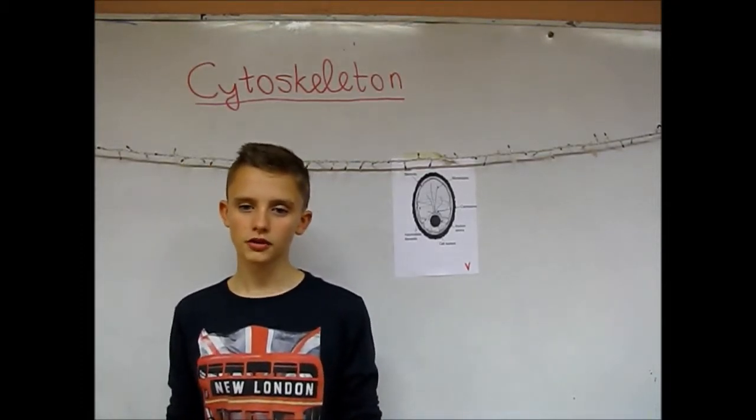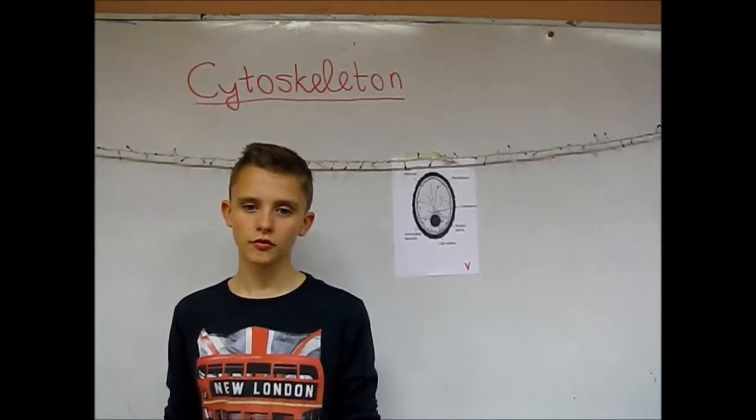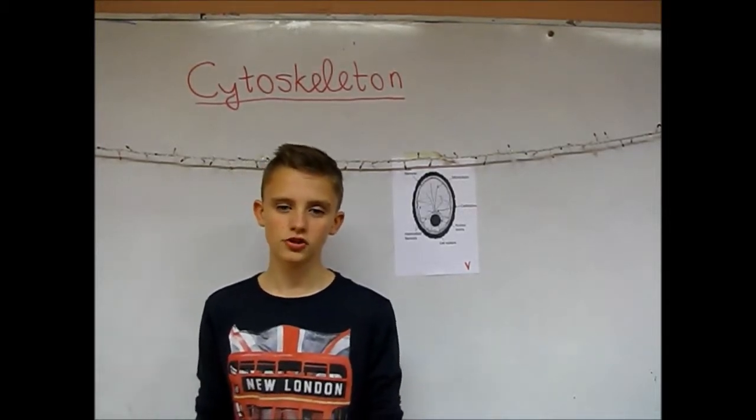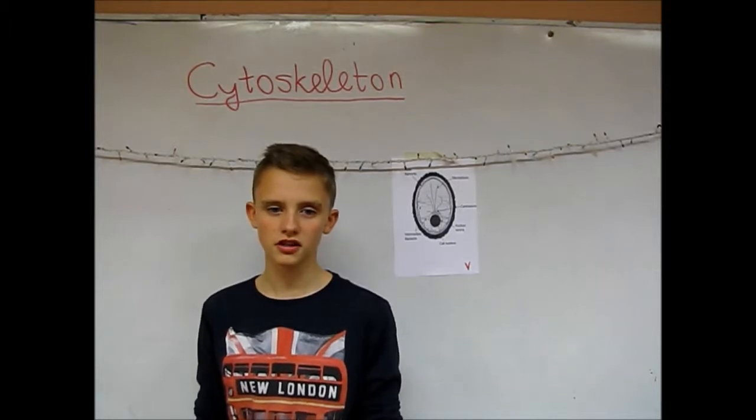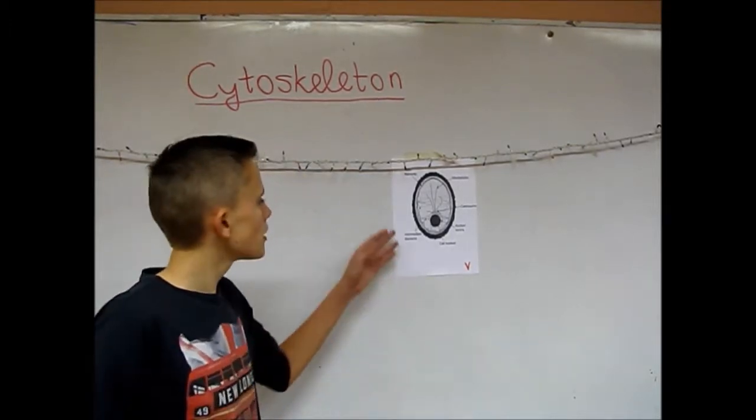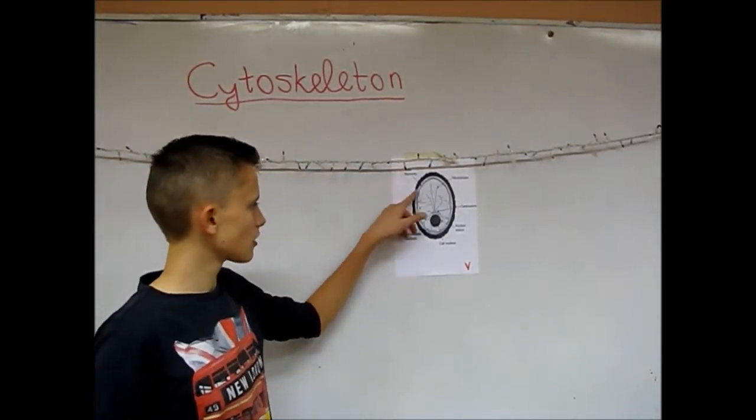A third microfilament-based structure is the contractile ring. It is critical for the separation of the cell into two progeny during cytokinesis. As you can see, here is the cell, and here are the actin filaments.